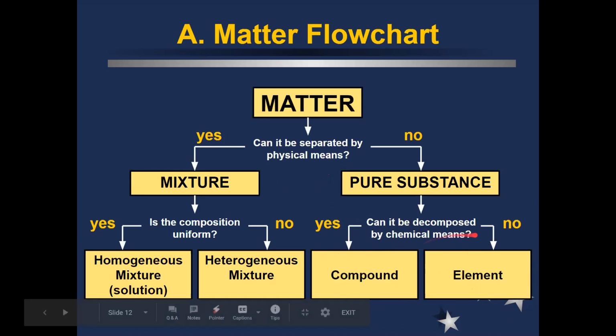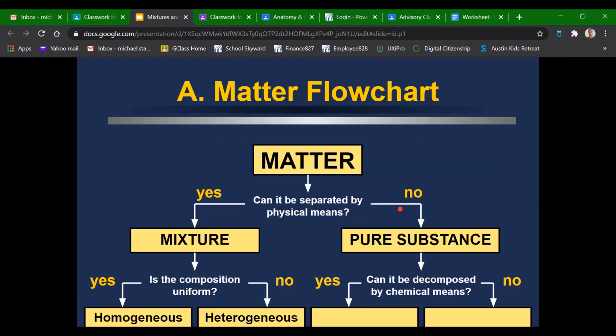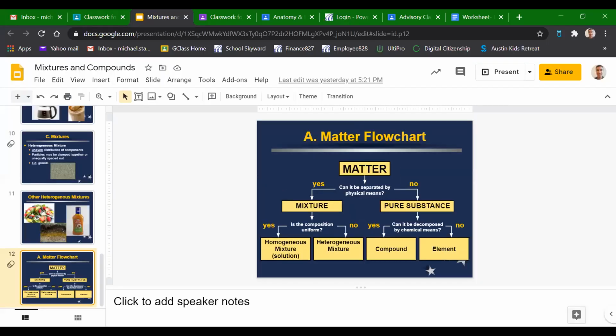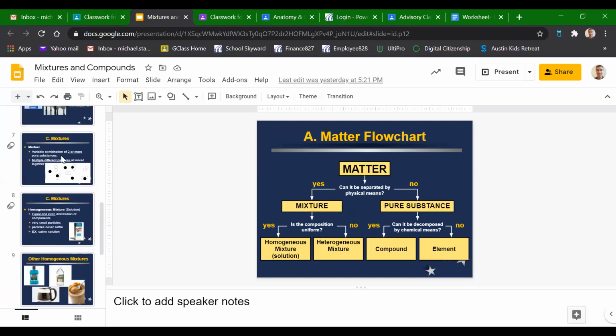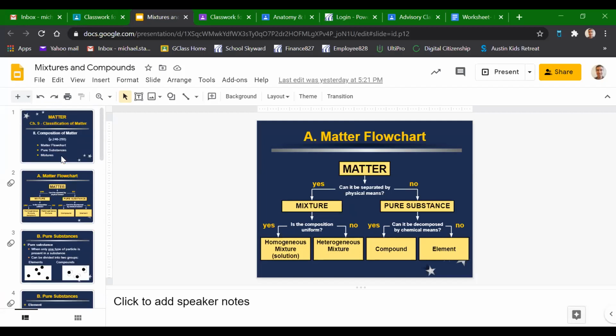If those compounds and elements are all totally evenly distributed, it's a homogeneous mixture. If they're not, if they're clumped up and unequal, it is a heterogeneous mixture. And that is all of the notes that go with today's lesson.